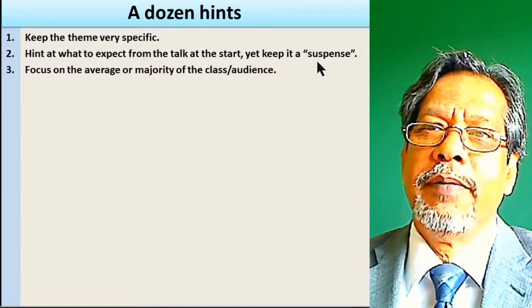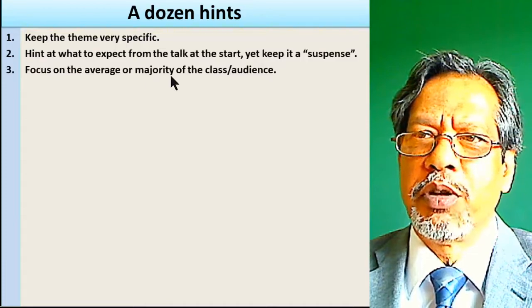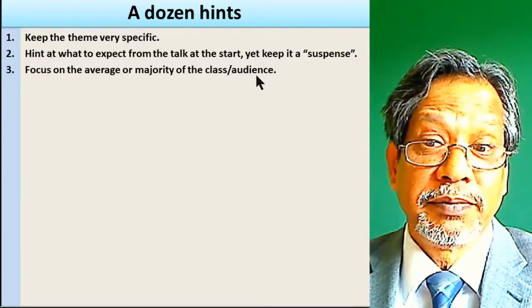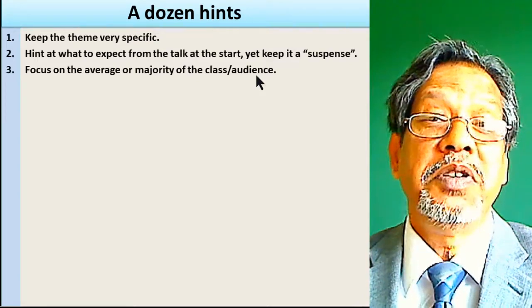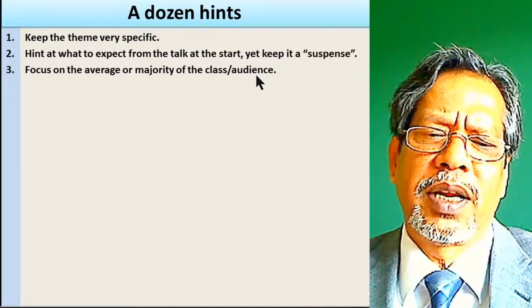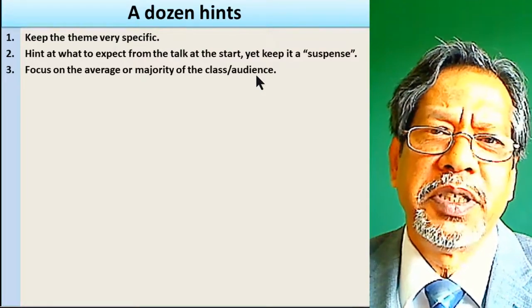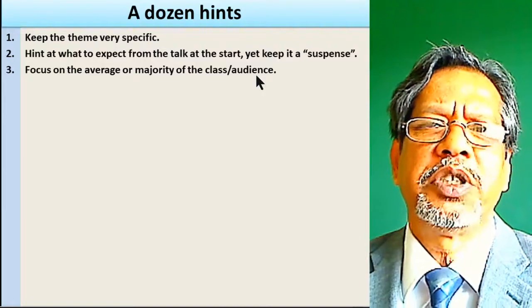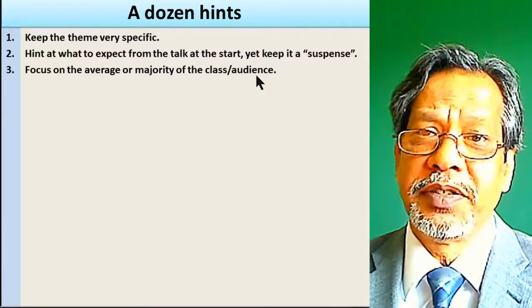Okay? Focus on the average or majority of the class or audience. As I said, mixed classes, you don't want to focus only on the brightest, only on the ones that are far behind or don't understand much. So the majority of the people should be happy. They should understand what you're saying, the importance of what you're saying.